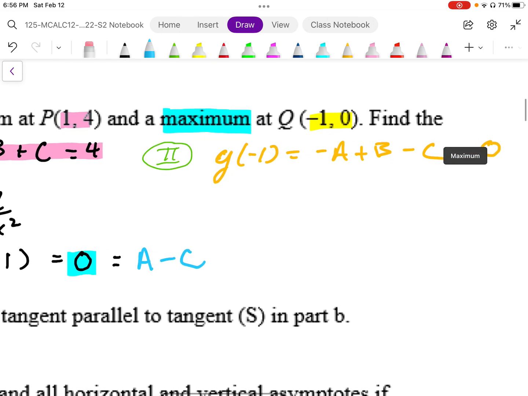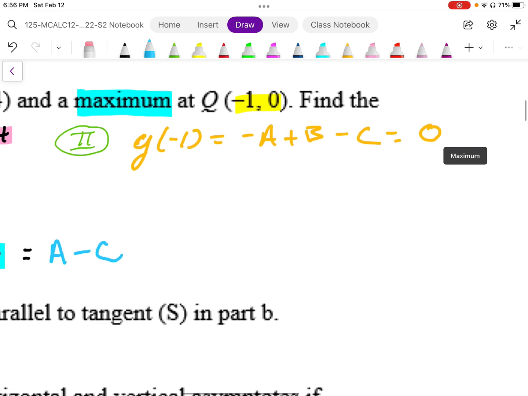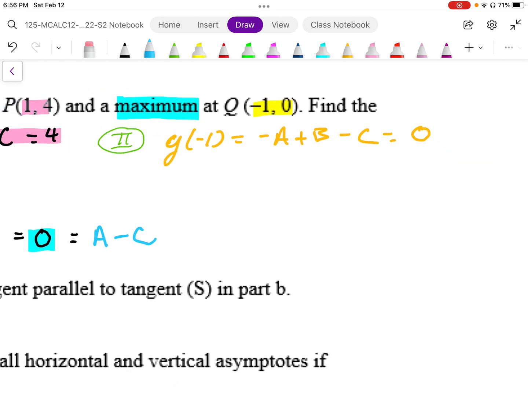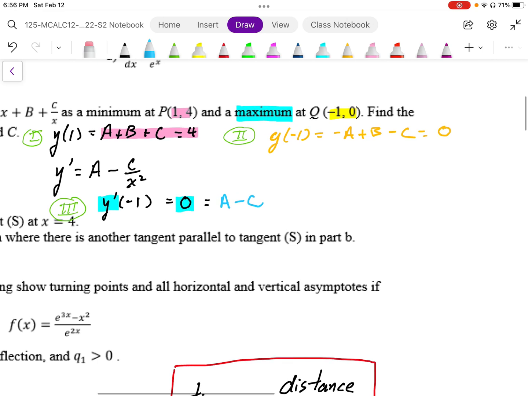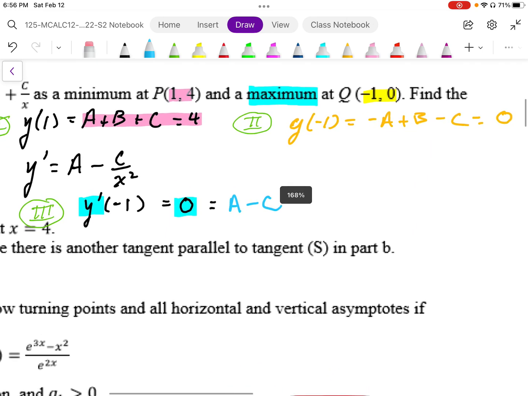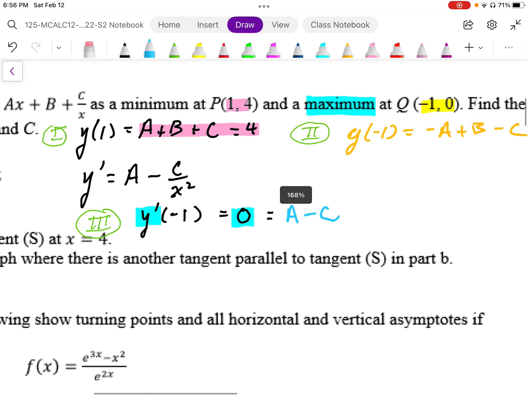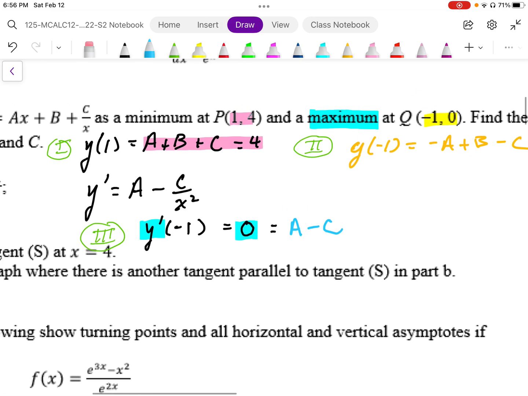And if I plug in x = -1 into the y equation, I get (-1, 0). So I plug -1 in, I get -a + b - c equal to the y coordinate of 0. So I have 2 equations, and from those 2 equations I can actually solve for b, but I'm also going to need to generate a third equation. And we can use either the maximum or the minimum.